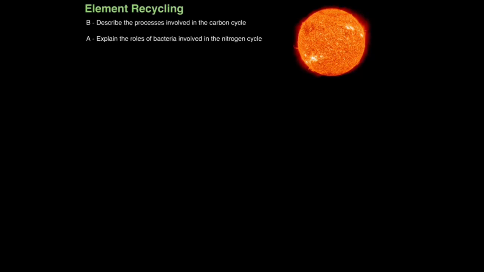In this tutorial we're going to look at element recycling, and we're specifically going to focus on carbon and nitrogen. The first aim is to describe the processes involved in the carbon cycle and then explain the roles of bacteria involved in the nitrogen cycle.